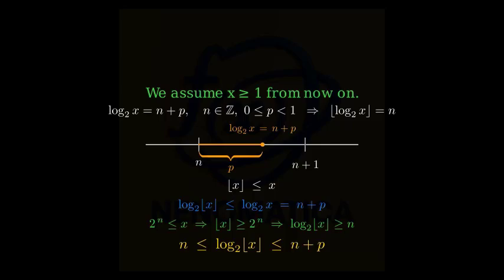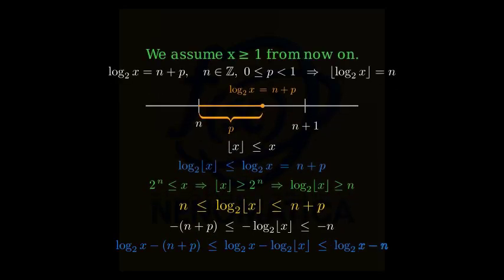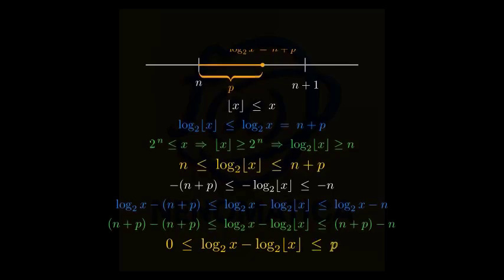Now multiply the whole inequality by negative 1, which reverses the inequality signs. Then add log base 2 of x to every part. Finally, substitute log base 2 of x equals n plus p and simplify.